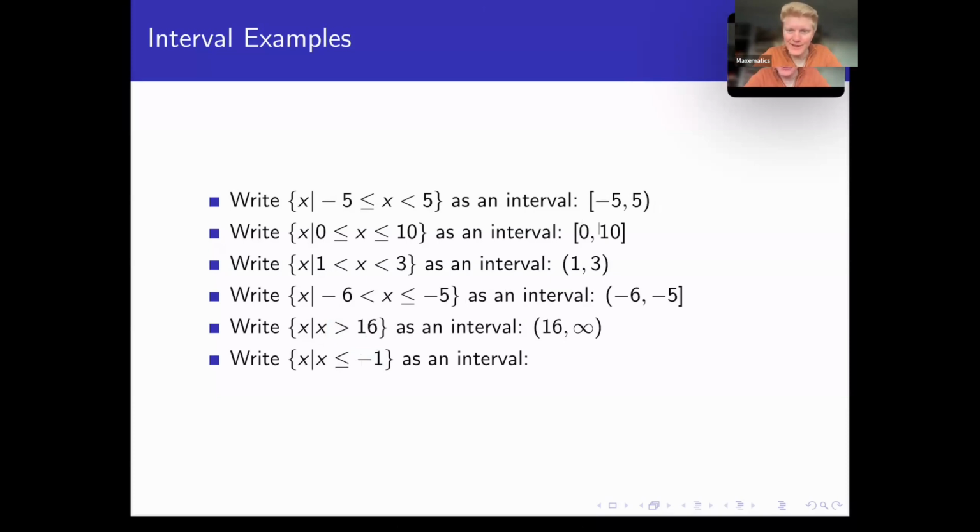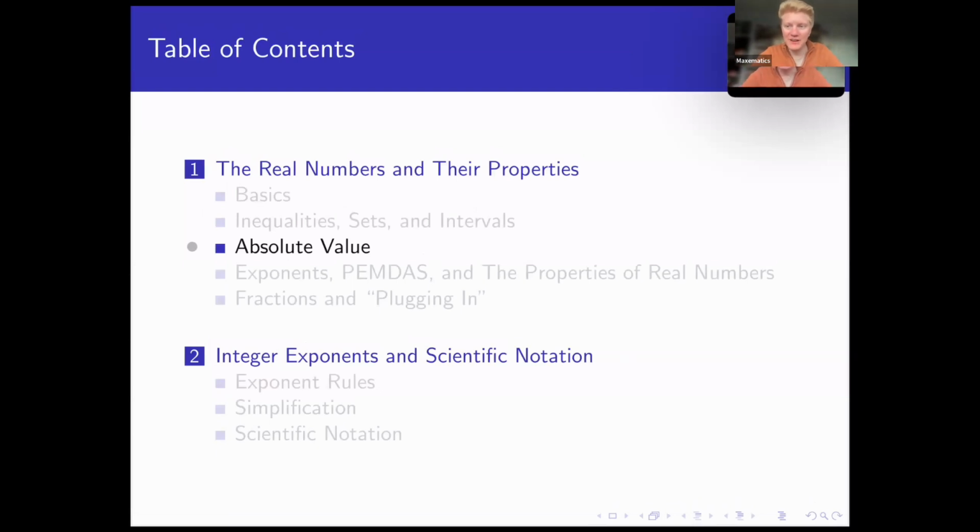Right? -5 to 5, 0 to 10, 1 to 3, -6 to -5, 16 to infinity. So be careful because this says -infinity up to -1. Everything less than -1, well, that's -infinity, but -infinity is to the left of -1. And again, for infinity, we always use parentheses, but here in this case, -1 is included as a value, so we use brackets.